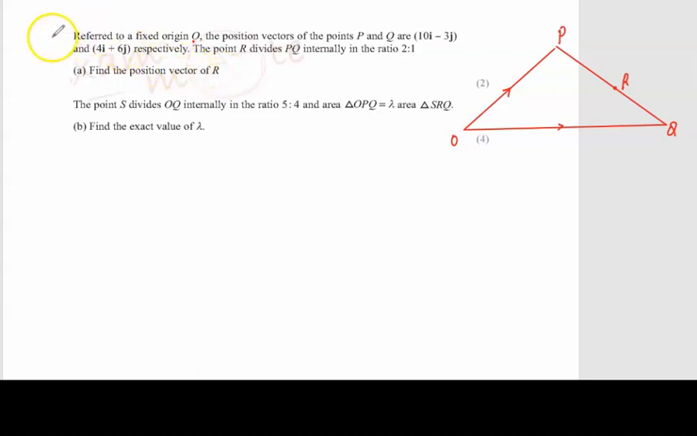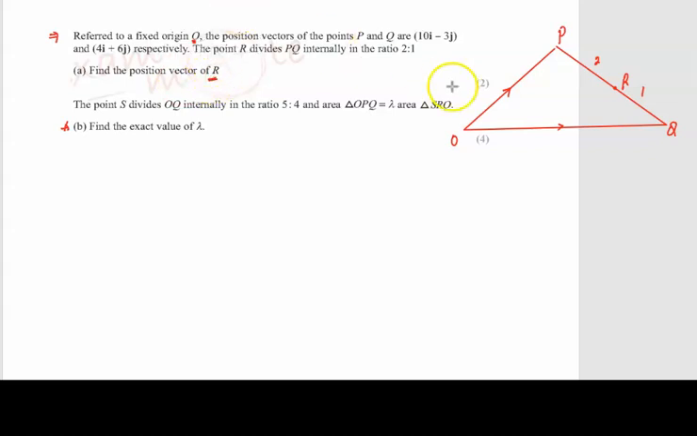This is the first video I'm making with vectors, and I'm going to focus on the areas here, part B. But we start with the whole question. The question says that, referring to a fixed point O, the position vectors of points P and Q are given over here, and you have a point R that divides PQ internally in a ratio of 2 to 1. There's no diagram here, so I made a sketch of this and put the points on it. My first question is to find the position vector of R.